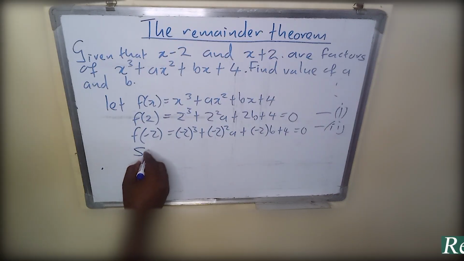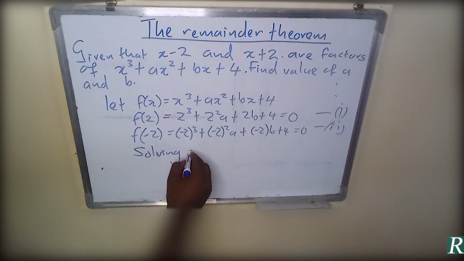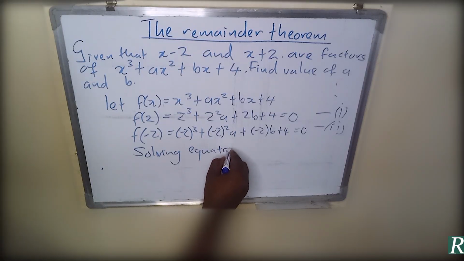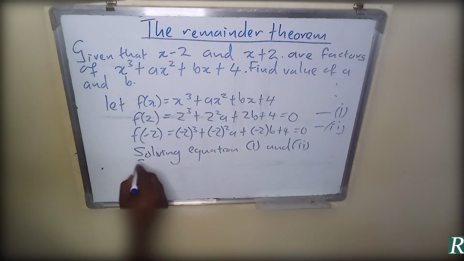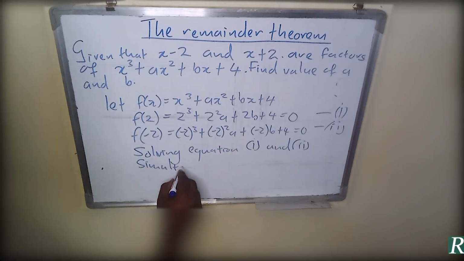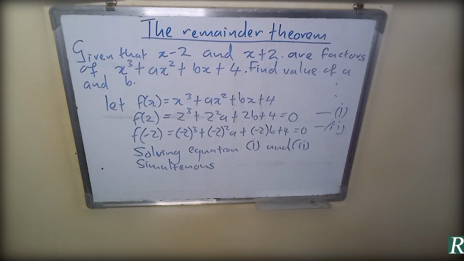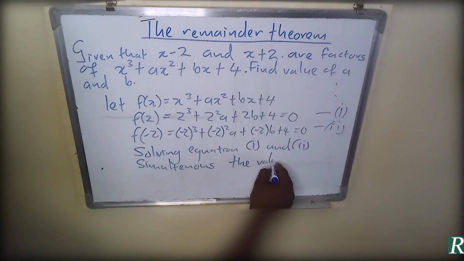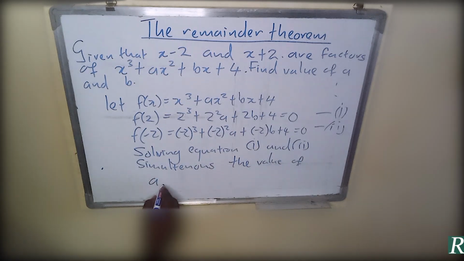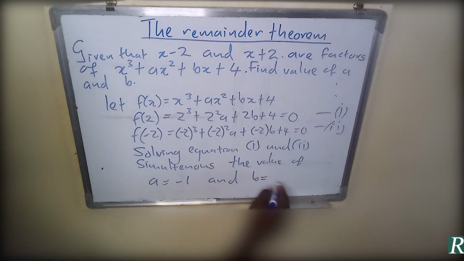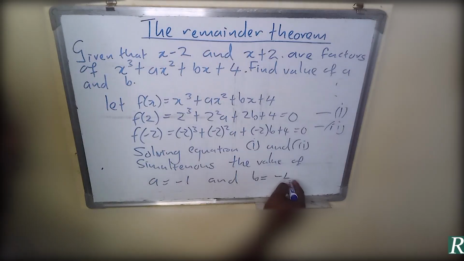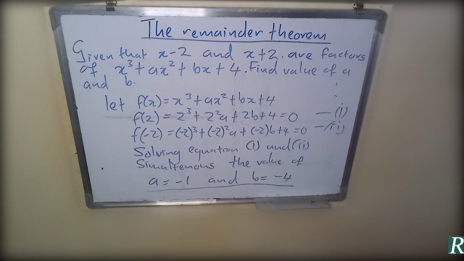Solving equations 1 and 2 simultaneously, the value of a is equal to minus 1 and b is equal to minus 4. Right, so that is the answer.